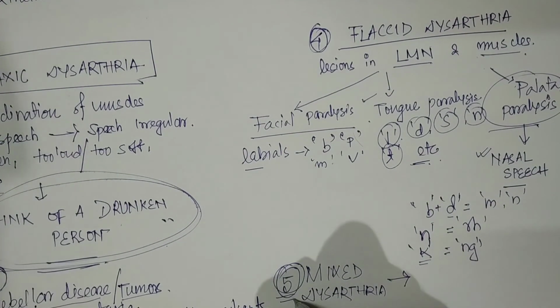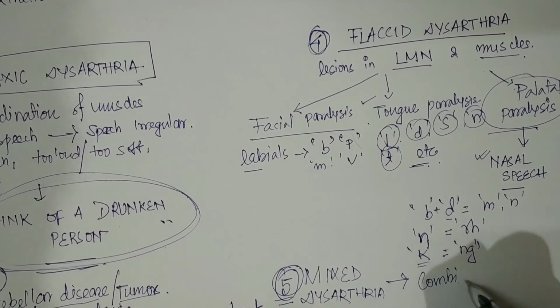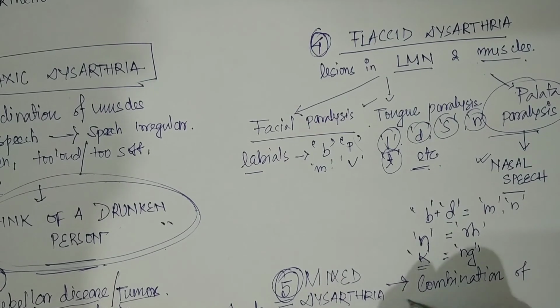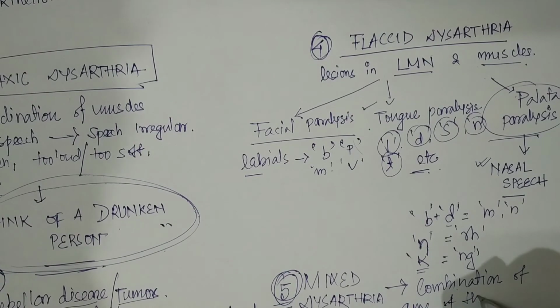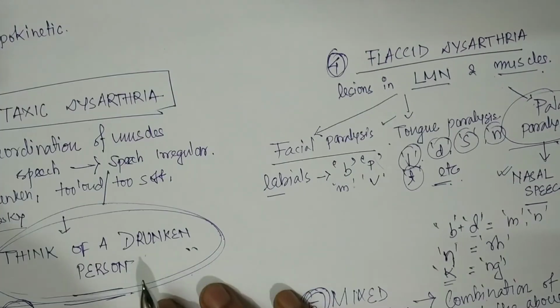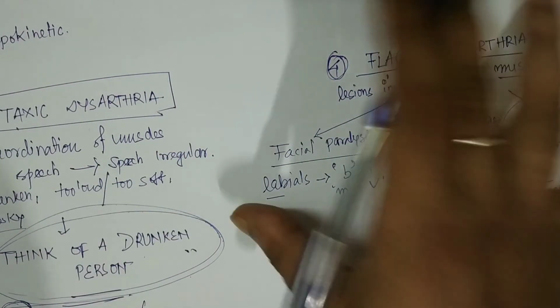Alright, okay. Another last type of dysarthria I want to talk about is the mixed type of dysarthria. It is a combination of any of the above types of dysarthria. Maybe flaccid and ataxic may be combined, spastic and ataxic may be combined.